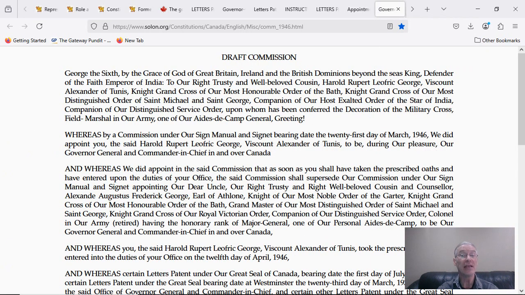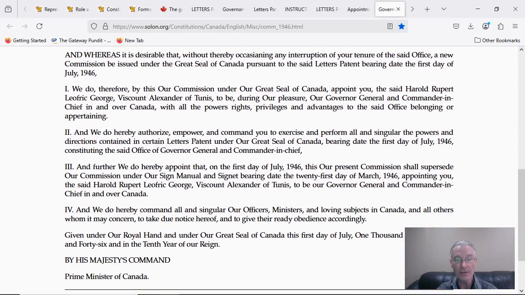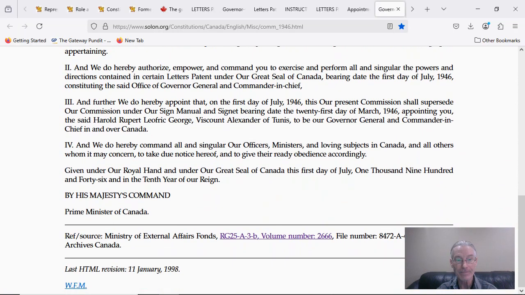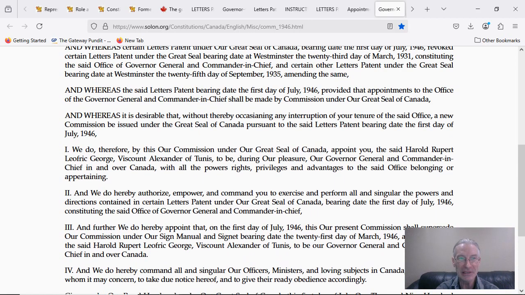Here is the draft commission in 1947. And moving right along, down at the bottom, we can see Prime Minister of Canada. I don't know why Mackenzie King's name's not on there. I don't have any of the originals. And quite frankly, at this point, I kind of don't trust any of these documents because they're not signed. There's pieces missing and stuff.